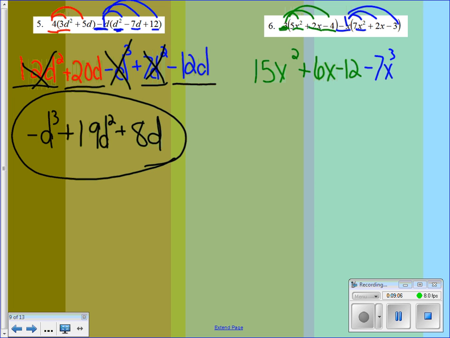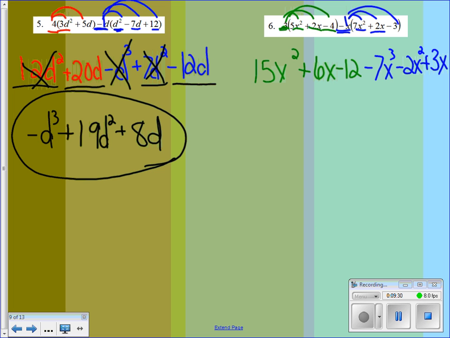Then I have negative x times 2x. So that negative out front is going to give me a minus 2. X to the first times x to the first is going to give me x squared. Lastly, I have negative x times negative 3x. Those two negatives are going to make it a positive, and that becomes positive 3x.